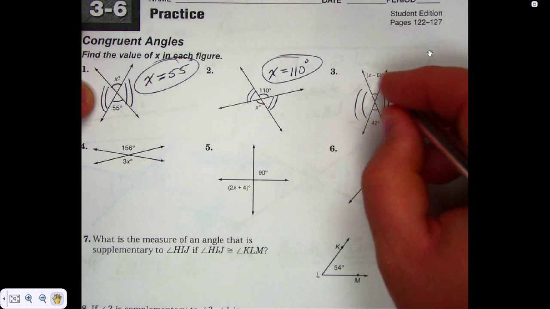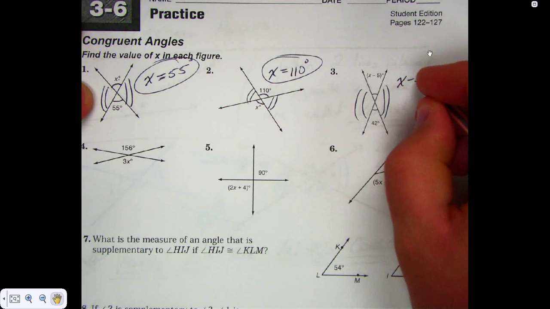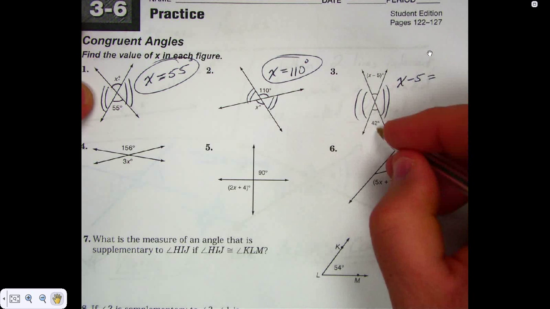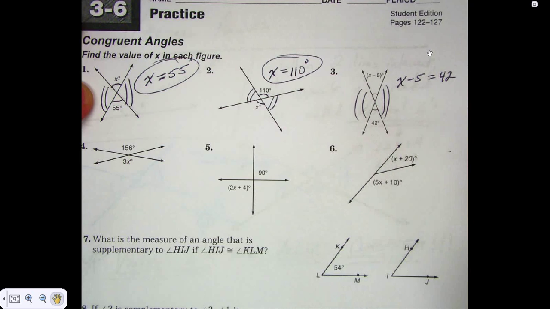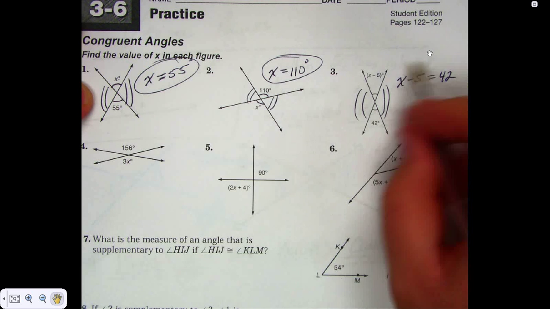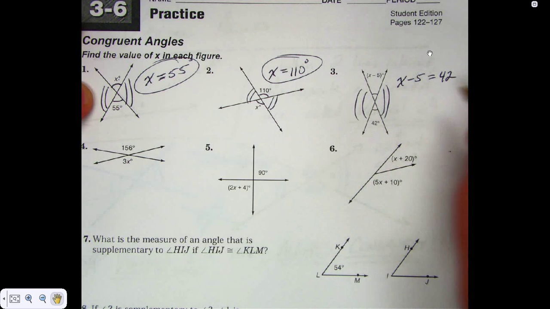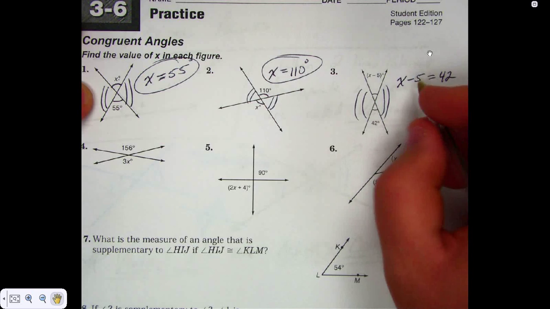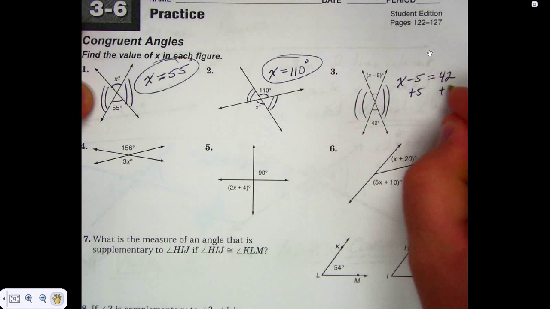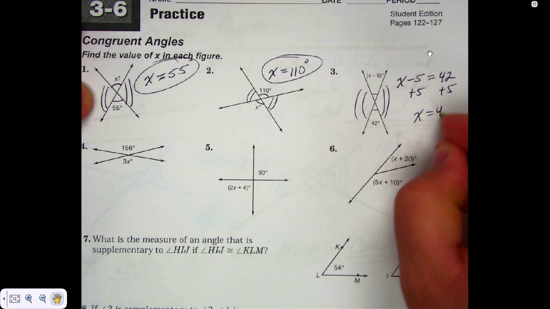So what is this one up here? X minus 5 is equal to, what's this one down here? Now, do you know what x is right now? We have to go ahead and solve this, don't we? How do we do that? X is equal to 47.